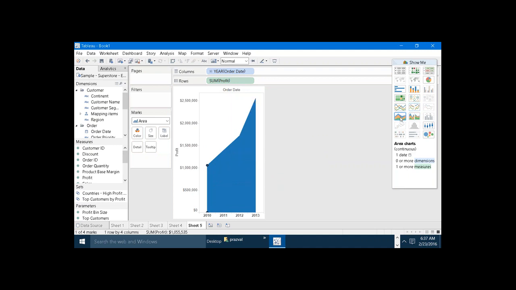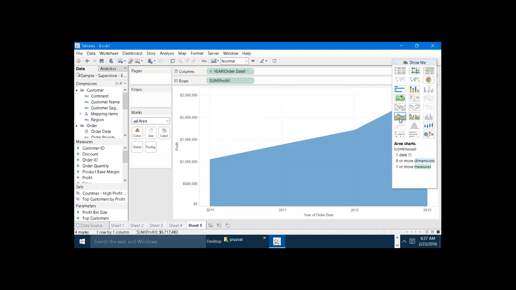So same like the line, in the area also we have area continuous and area discrete. If we click on area discrete, Tableau will convert that date field to continuous. Okay, so it is an optional chart to perform the time series analysis.